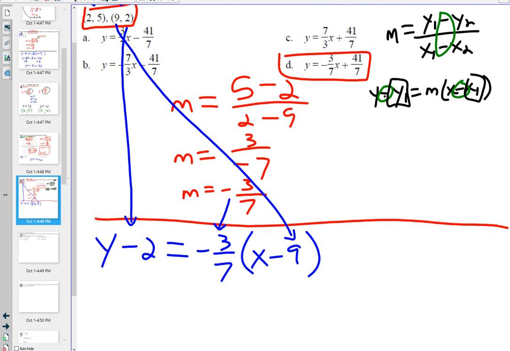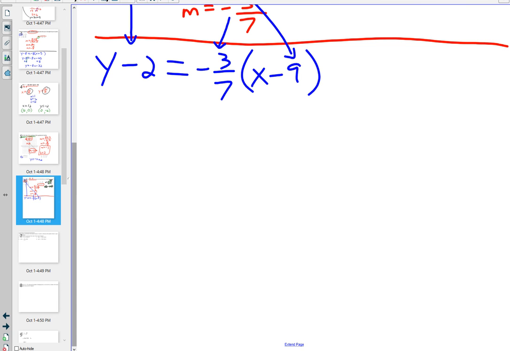Okay, now we distribute, like all the cool kids are doing. And Hiram's doing it too. y minus 2 is equal to -3 over 7x. Negative times negative is? Good. 3 times 9 is 27 over 7. Yeah, it's a fraction, but we don't want a decimal, so we're going to leave it.